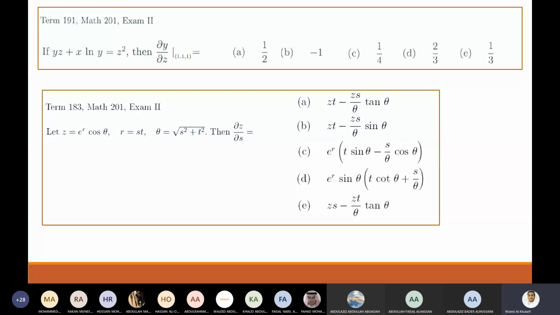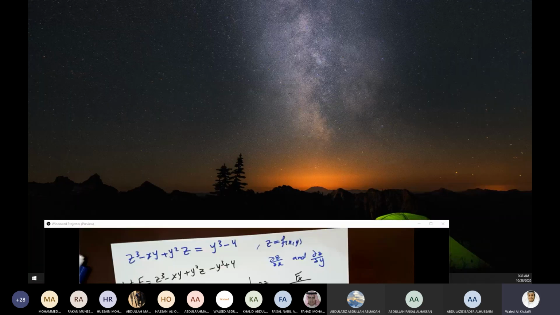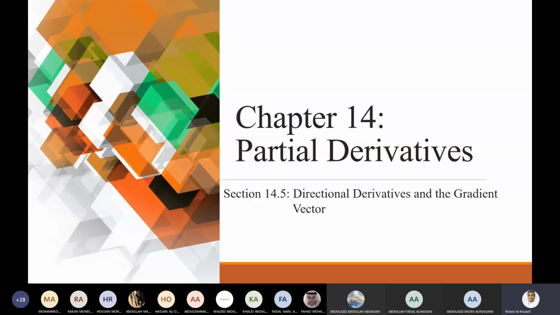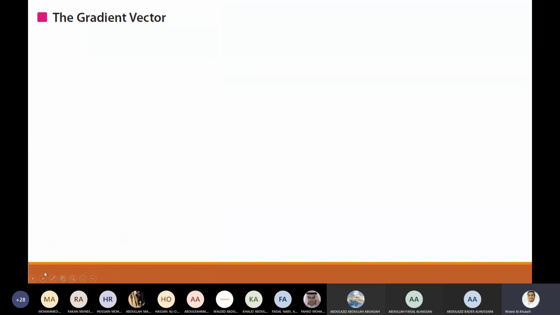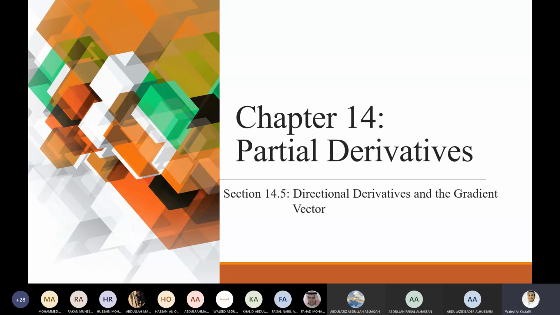Okay, sure. Now this is for this section, and I want to talk about the other section. I know I have time, so let's get to it now, because it's a nice section. Now, in section 14 point, actually this is 6. I have a mistake here.